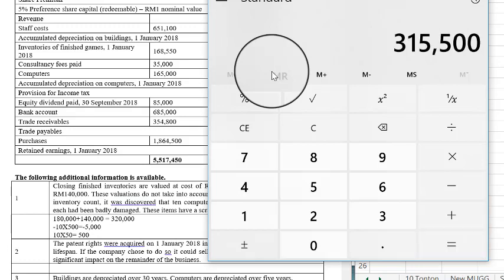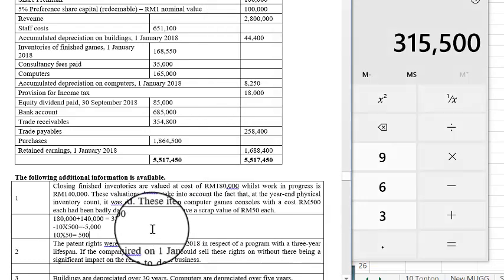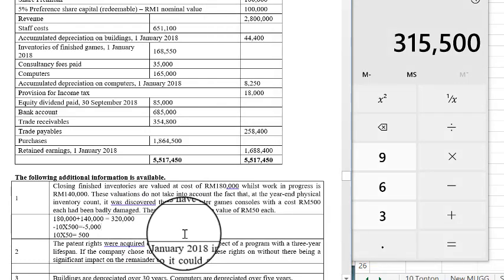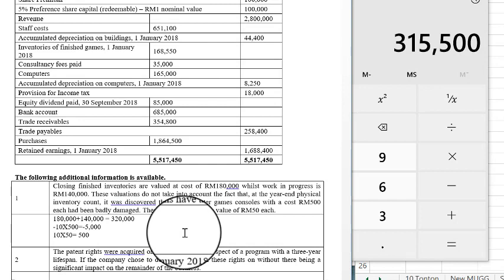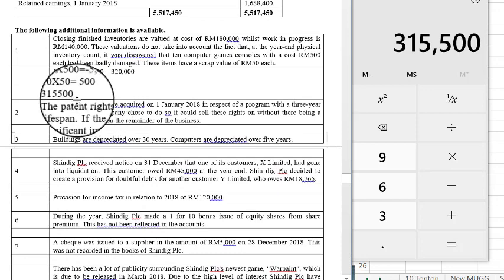So if you look at this, you use 320, minus 1,000, minus 5,000, plus 500. So this is your closing stock value, 315,500. This is adjustment number 1. Then you have adjustment number 2.